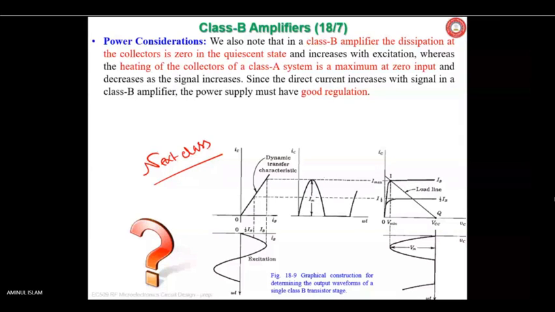Since the direct current increases with signal in a class B amplifier, the power supply must be well regulated. I mean, nicely regulated. There should not be any ripple or that kind of thing.